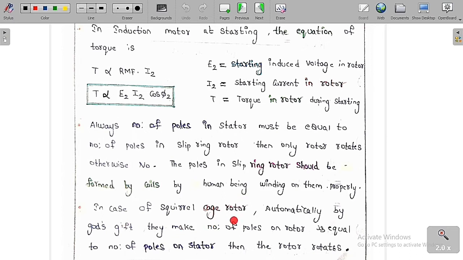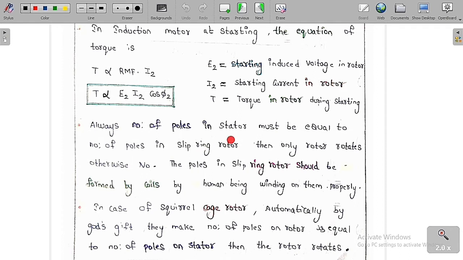In the case of a squirrel cage rotor, automatically, by God's gift, the number of poles on the rotor is equal to the number of poles on the stator when the rotor rotates. Whereas in the slip ring rotor, the human being should wind the coils on the rotor, and he has to make the number of poles on the rotor always equal to the number of poles on the stator.